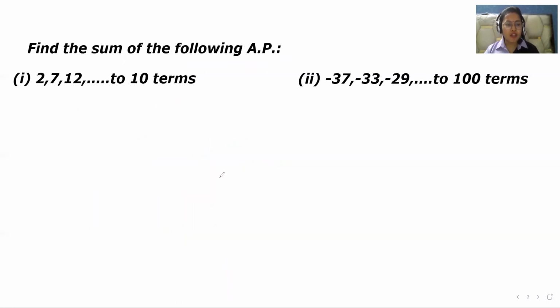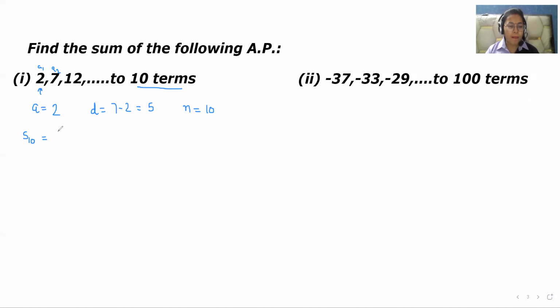Okay. So our first question is: find the sum of the following AP. The AP is 2, 7, 12 and so on, up to 10 terms. So we have to find the sum till 10 terms. What is given here? The first term a is 2 and the difference d is a2 minus a1, that is 7 minus 2, which is 5. And n, the number of terms, is 10, since they ask you to find 10 terms. So we have to find S10, right? Because we have to find the sum of 10 terms.